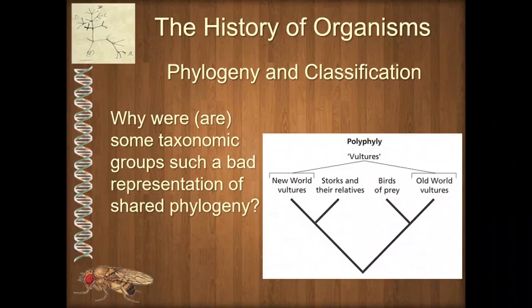And in this case, it was convergence, right? They're filling similar niches. They're both eating decayed material, so they have loss of feathers on their head to prevent accumulation of the nasty stuff they're eating in their feathers. They have that hooked beak for ripping meat. And so we see those many convergent characteristics, which originally tricked scientists into putting them in the same group.